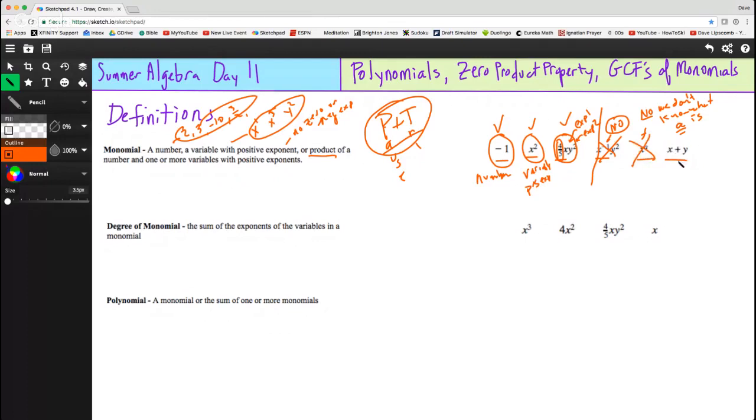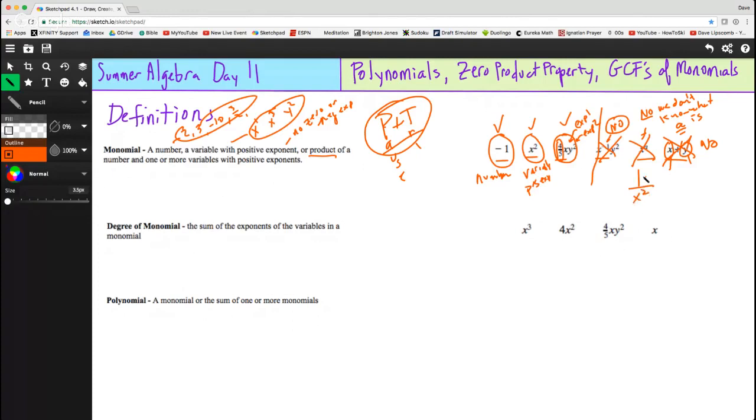x plus y, how about that? Well, that's no. That's not a monomial, because you've got two. This is a monomial and this is a monomial, but when you add 2 monomials together, you get a binomial. You don't get a monomial. So this is no. Okay, so that's monomials. Hopefully you got it.